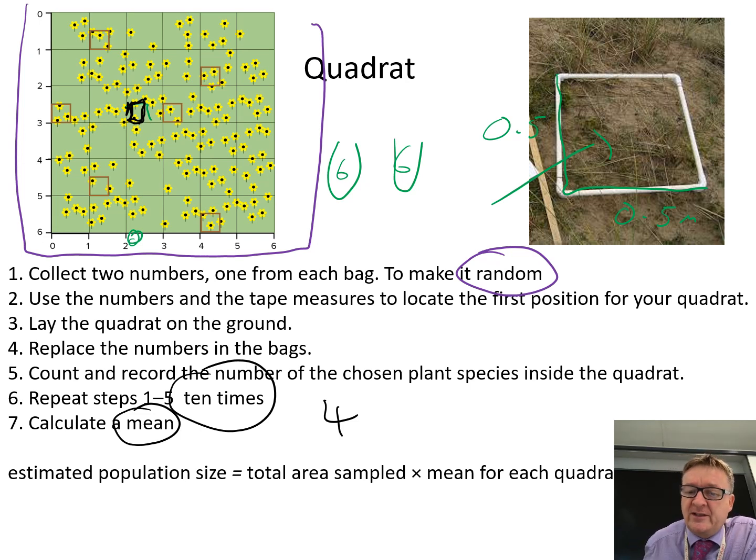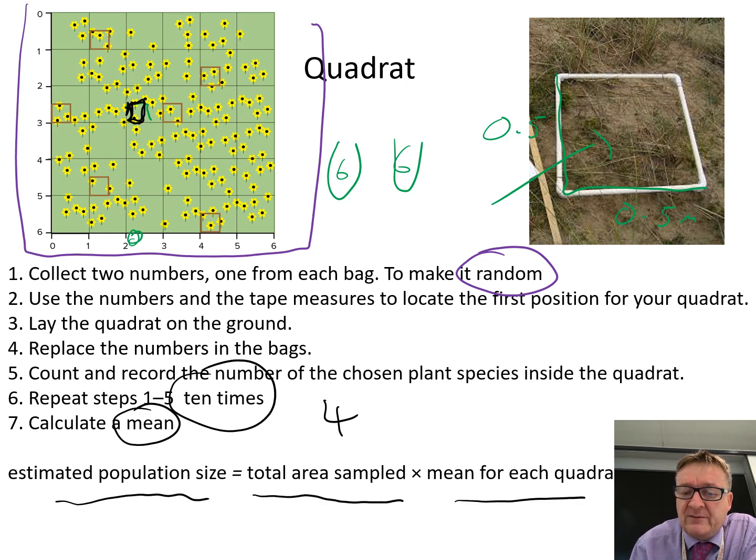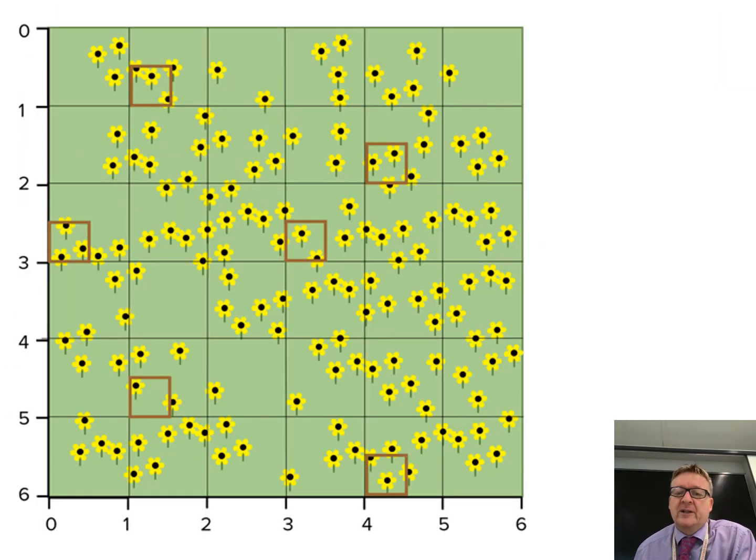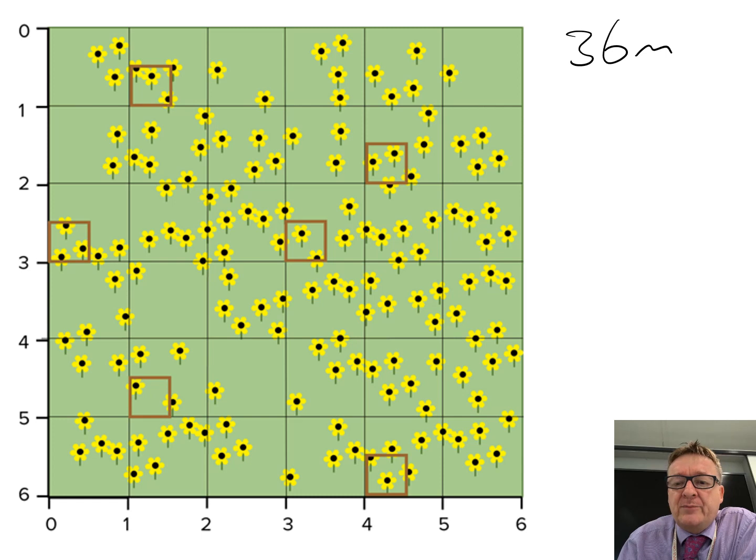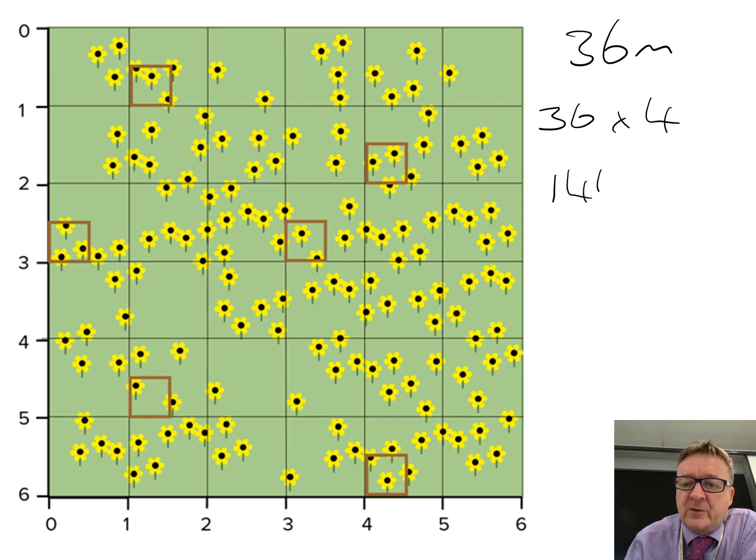What you then need to do is a calculation that works out an estimate for the number of daisies on the actual field. I've put a little equation here. The estimated population size is the total area sampled times the mean for each quadrat. So the total area sampled is 6 metres by 6 metres, so that's 36 square metres. But because a quadrat is only 1/2 metre, I've got to do 36 times 4, which comes out at 144 quadrats.